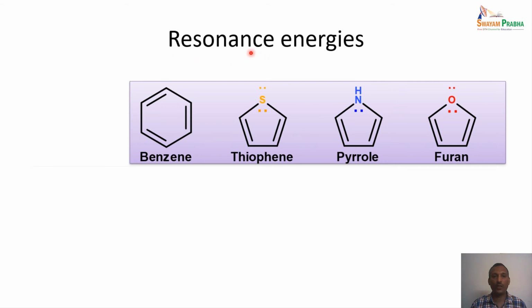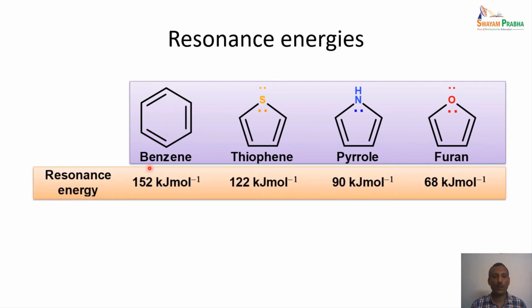We talked about resonance, so let us look at the resonance energies of all the three heterocycles. We will take benzene as our reference compound. If you look at the resonance energy, benzene has a very high resonance energy compared to thiophene, which is 122 kilojoules per mole. Pyrrole has 90 and furan has very low resonance energy. In other words, resonance energy can also be equated to stability. So that means thiophene is more stable. In other words, it will undergo reaction at a lesser rate compared to furan, which we will be studying later.